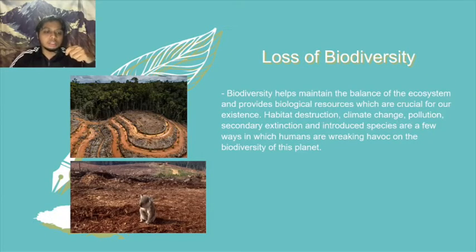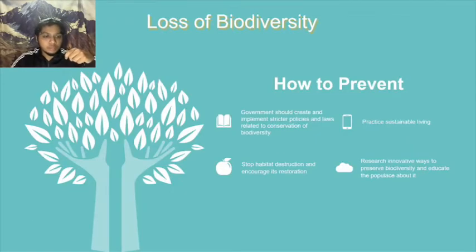And the last cause is loss of biodiversity. Biodiversity helps maintain the balance of ecosystems and provides biological resources which are crucial to our existence. Habitat destruction, climate change, pollution, secondary extinction, and introduced species are a few ways in which humans are wreaking havoc on the biodiversity of this planet. So, these are what we could do to prevent the loss of biodiversity.